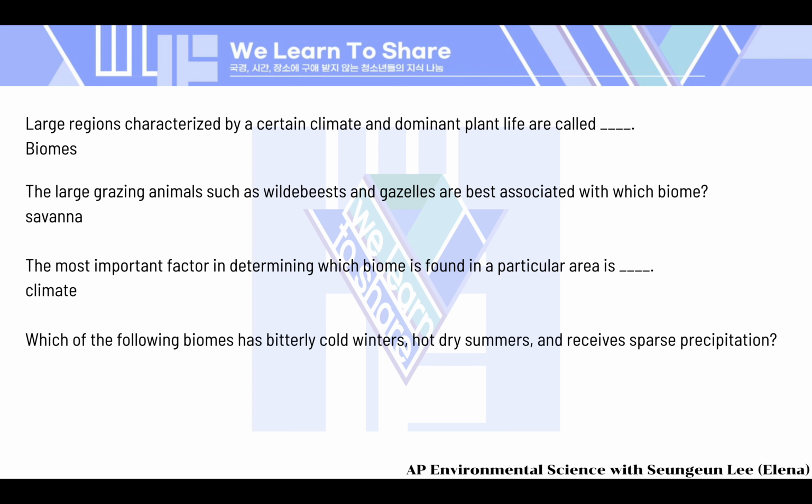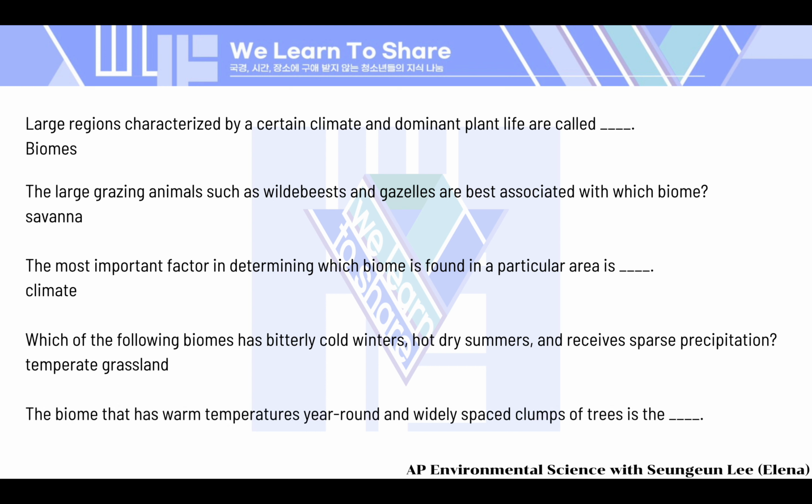Which of the following biomes have bitterly cold winters, hot, dry summers, and receive sparse precipitation? So you have to remember that it's bitterly cold and it's really hot during the summer, and there's not much precipitation. That would be temperate grasslands. And the biome that has warm temperatures year-round and widely spaced clumps of trees, there are trees, right? This would be savanna, right? It has warm temperatures year-round.